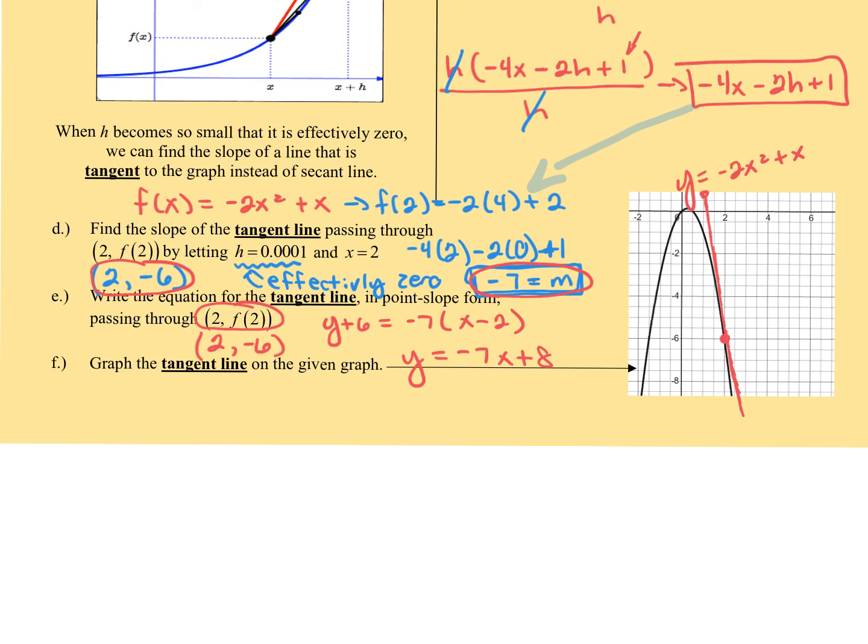So this is called our instantaneous rate of change. And again, for those of you going on to calculus, this is where you are going to leap and start your calculus life. But for us, we're just going to get comfortable writing these equations of these lines and working with our difference quotient.